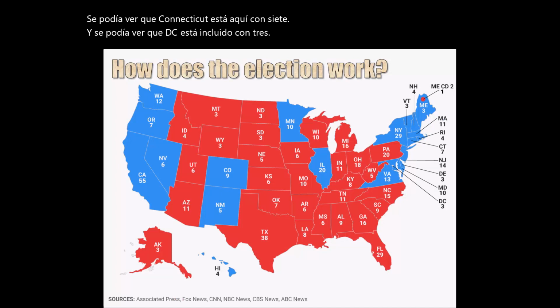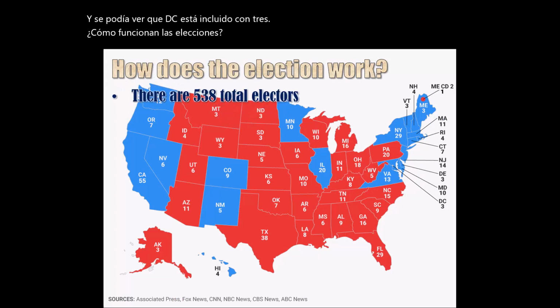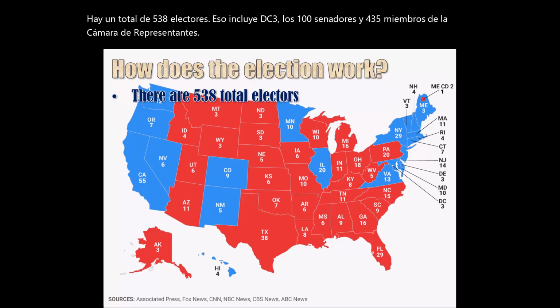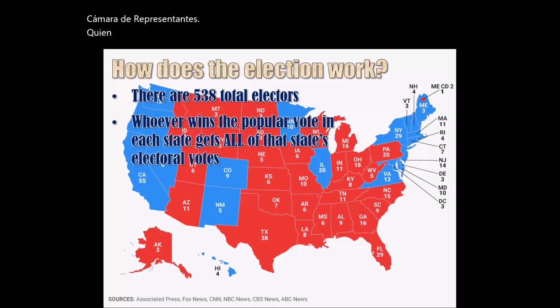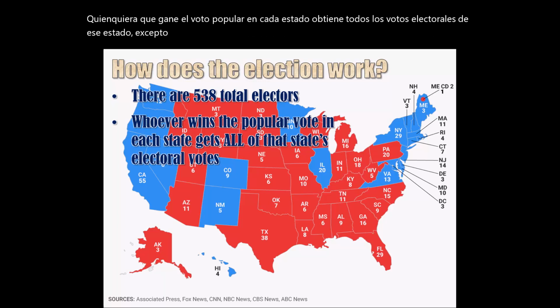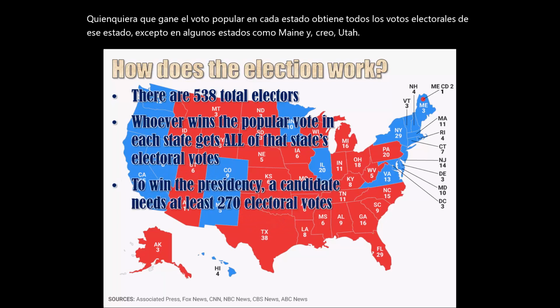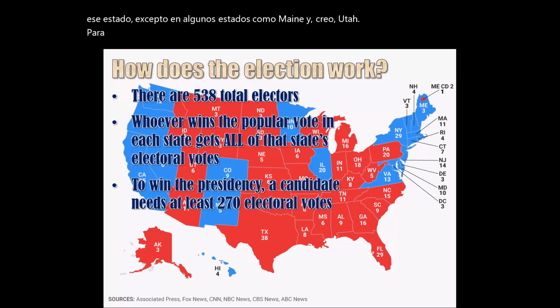So how does the election work? There are a total of 538 electors. That includes DC's 3, the 100 senators, and 435 members of the House of Representatives. Whoever wins the popular vote in each state gets all of that state's electoral votes, except for in a few states, such as Maine and I believe Utah. To win the presidency, a candidate needs at least 270 electoral votes. That is the magic number.